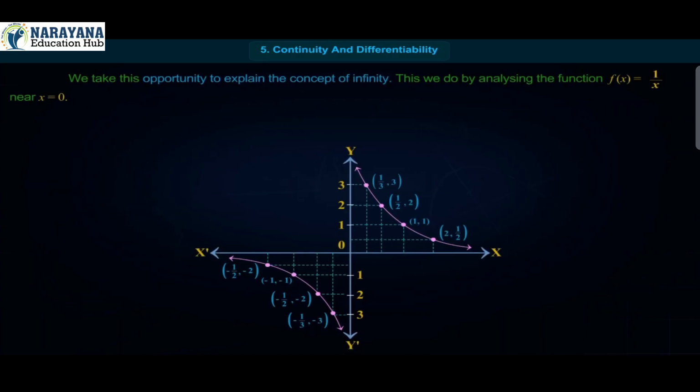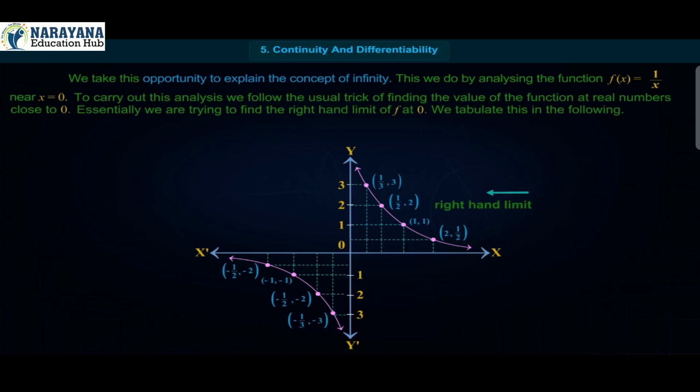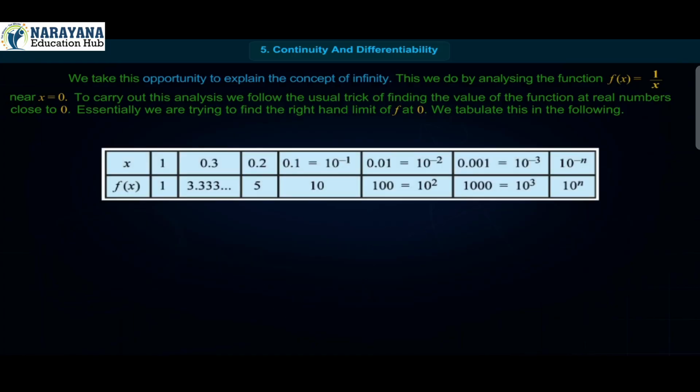We take this opportunity to explain the concept of infinity. This we do by analyzing the function f of x is equal to 1 upon x near x is equal to 0. To carry out this analysis, we follow the usual trick of finding the value of the function at real numbers close to 0. Essentially, we are trying to find the right-hand limit of f at 0. We tabulate this in the following.